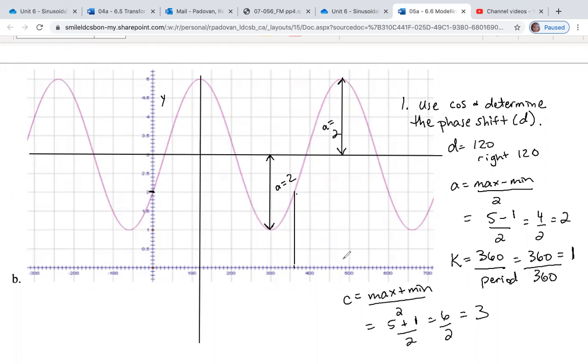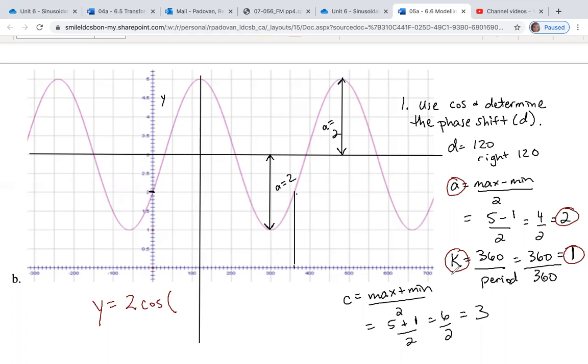I think I have everything. Now it's just a matter of writing it out into the equation. So y is equal to, I've chosen cos, but my A value would go first. So my A value is 2. So y equals 2 cos of bracket. Then my K value, right? But my K value is 1.